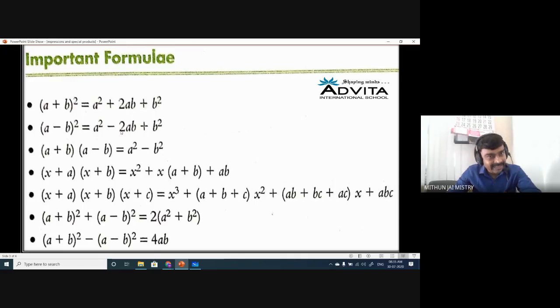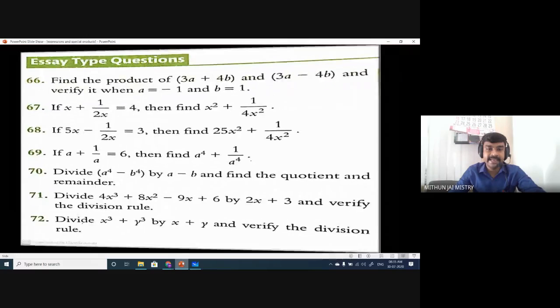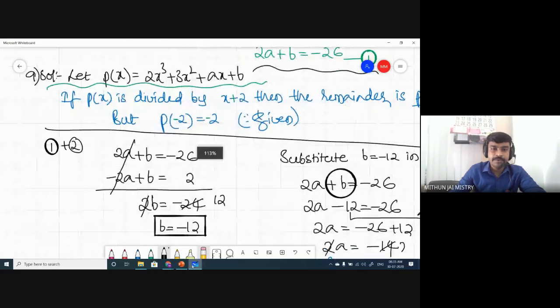So learning this formula by heart is very important. If you learn this formula by heart, then only you can use it whenever the situation demands. Now, a plus b whole square minus a minus b whole square is equal to 4ab. This is the formula we are going to use for solving question number 78. So let me go to the whiteboard.